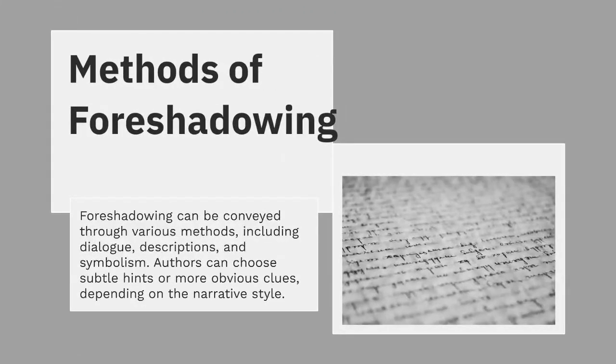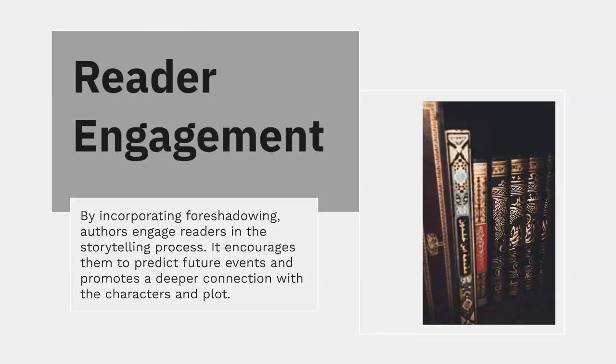The methods of foreshadowing. Foreshadowing can be conveyed through various methods, including dialogue, descriptions, and symbolism. Authors can choose subtle hints or more obvious clues depending on the narrative style.